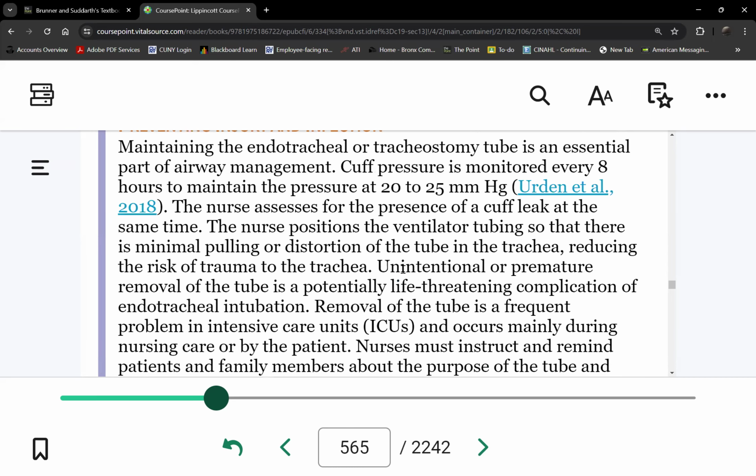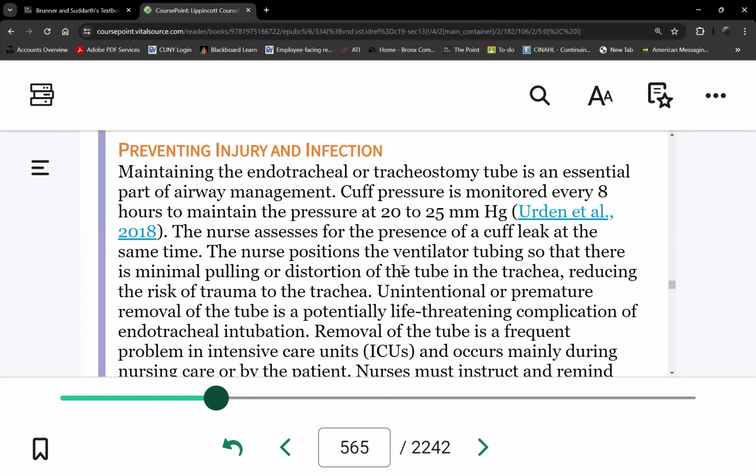Okay, so can you say that ensuring proper cuff inflation pressure is one of the ways to prevent aspiration and pneumonia?